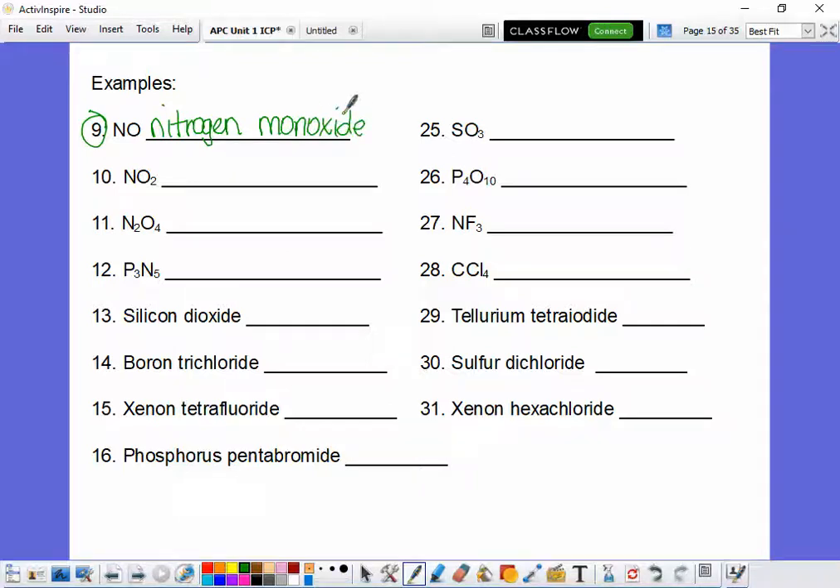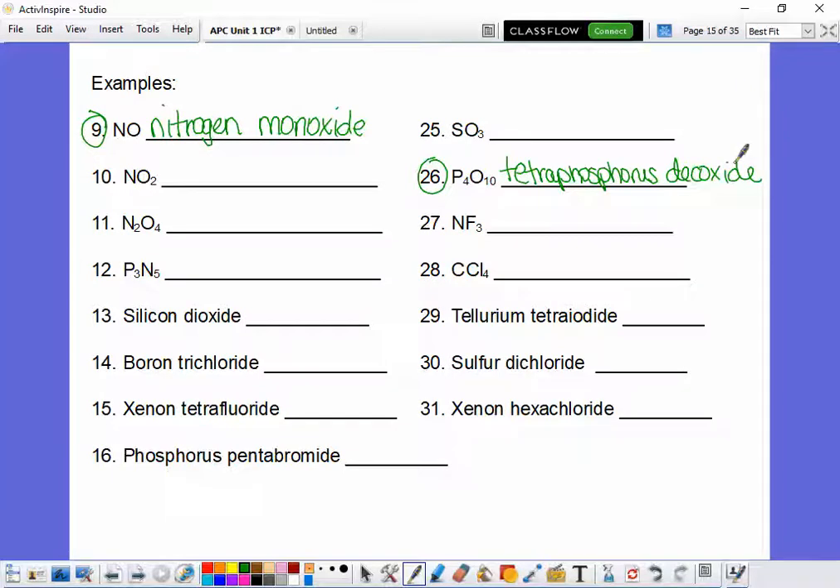And how would we name number 26? Exactly, tetraphosphorus decoxide. Notice how these subscripts look like you could reduce them down, but you never reduce covalents because that's what the molecular formula is. So tetraphosphorus decoxide.